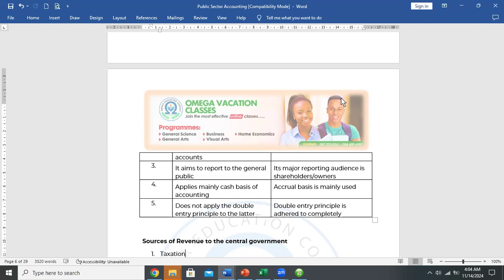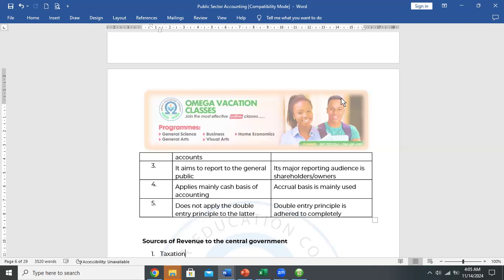The next one says apply mainly cash basis of accounting and under the private sector accrual basis. I think I'll explain a bit about the cash basis and accrual basis later on. But just for you to be clear, cash basis means like what you say, cash and carry. You only acknowledge revenue and expense when you pay cash or money. Okay, but you know the accrual that's considered when you haven't paid. That's why we have owings and arrears in such basis of accounting, right?